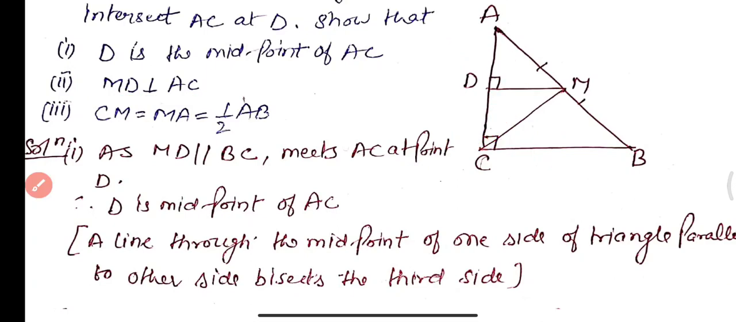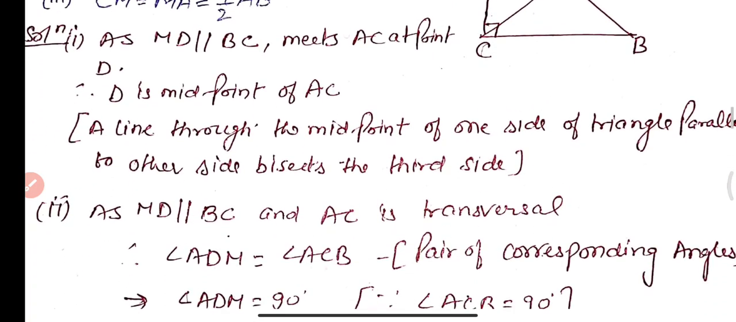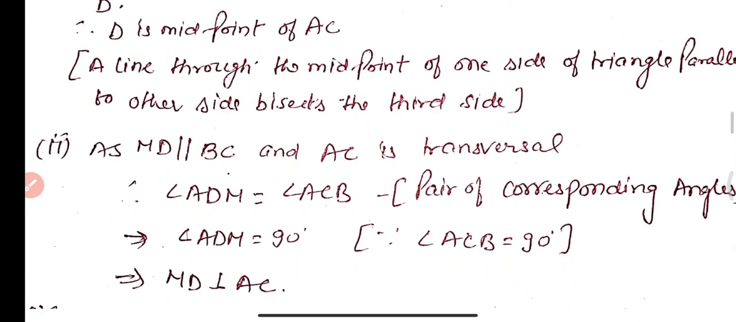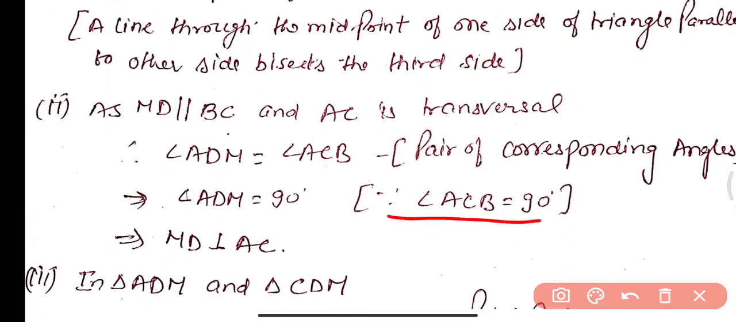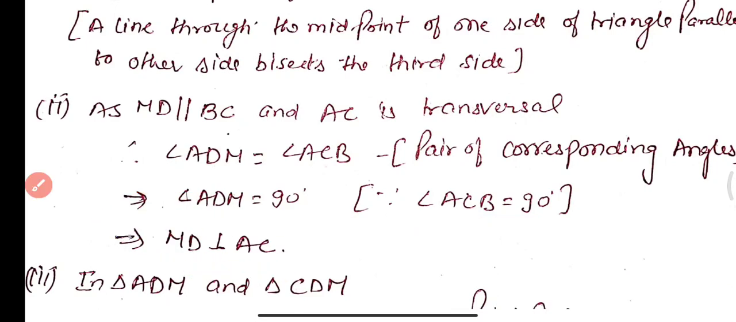So as we already know that ACB is 90 degrees, angle ADM will also be 90 degrees. So ADM equals ACB, a pair of corresponding angles. As we know that ACB is 90 degrees, ADM will also be 90 degrees. Thus we can say MD is perpendicular to AC. MD क्या होगा? Perpendicular to AC होगा.